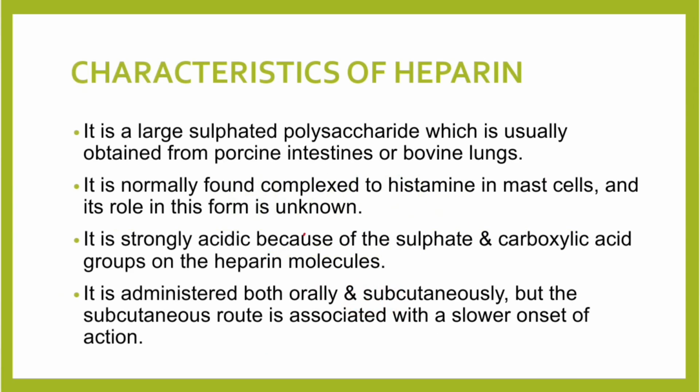Heparin is a large sulfated polysaccharide, which is usually obtained from porcine intestines, that's pigs, and bovine lungs, that's cows. It is normally found complexed to histamine in mast cells, and its role in this form is actually unknown. Heparin is strongly acidic because of the presence of sulfate and carboxylic acid groups. It is administered both intravenously and subcutaneously, but the subcutaneous route is associated with a long onset of action.